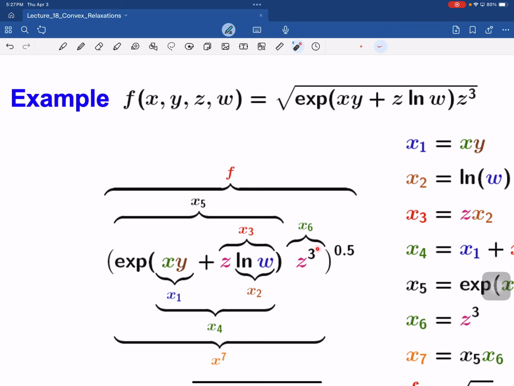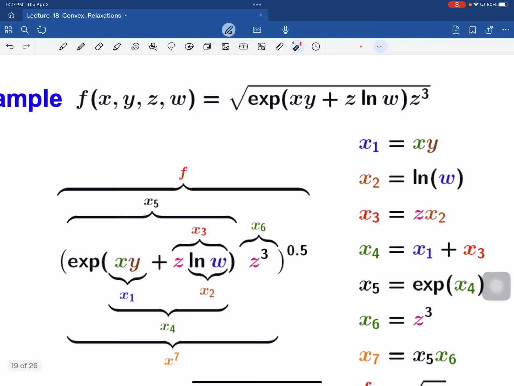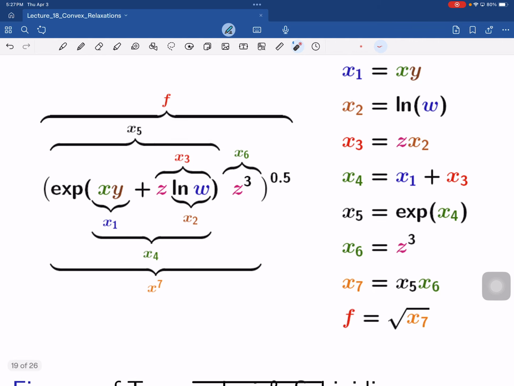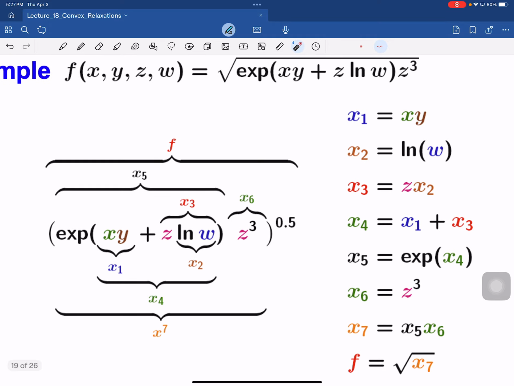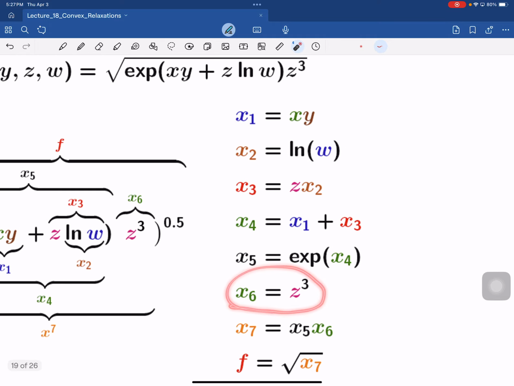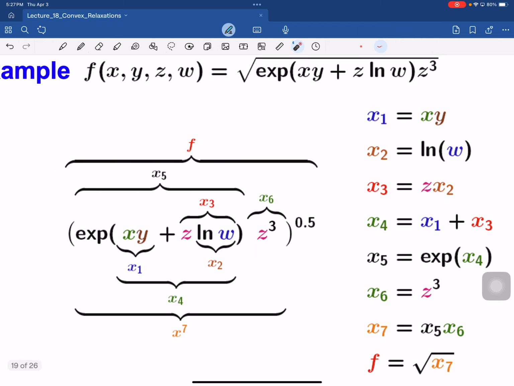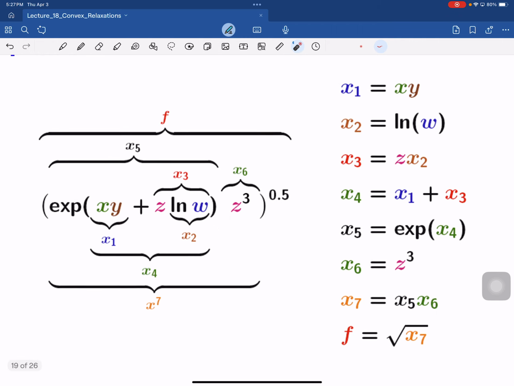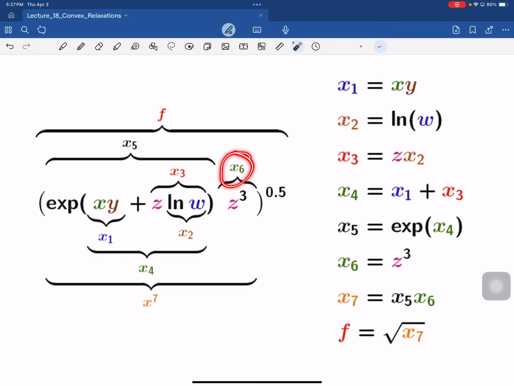Similarly, you can replace z raised to the power of 3 by x6, right? So if we still don't know how to come up with a relaxation for this function, you could further replace it by quadratic functions and come up with the McCormick envelope, right? Then x7 is x6 times x5, right? So this is a bilinear function. You still know how to relax it. And f is the square root of x7, and then we know how to relax it, right?